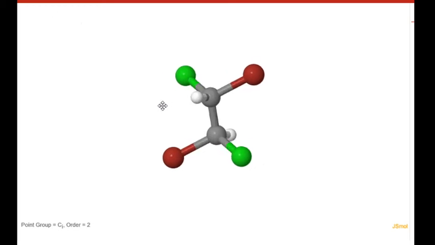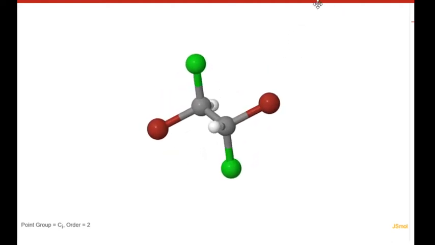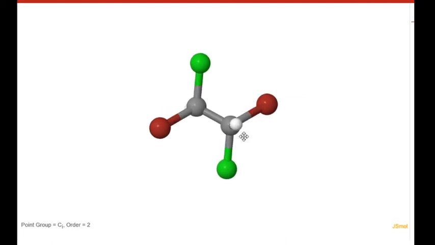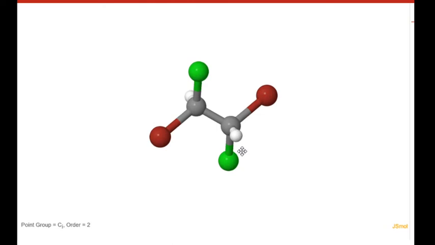Now here is the example of the another molecule. Let us rearrange the molecule. Okay, so it's a 1,2-dibromo dichloroethane. Now for this molecule, right?